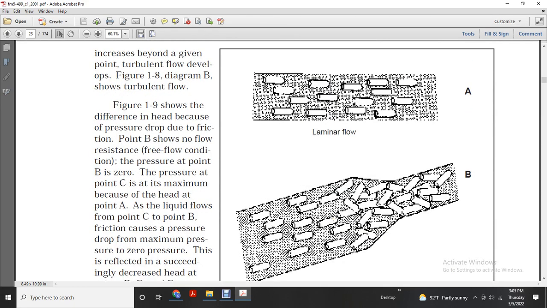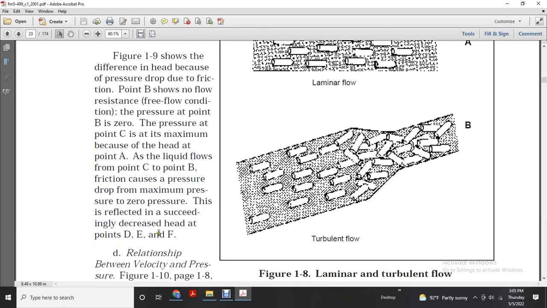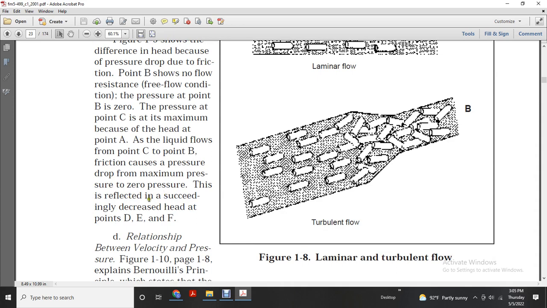Figure 1.9 shows the pressure drops due to friction at various points. B now should flow with a resistance-free flow condition. Pressure at point B is 0. Pressure at point C is the maximum because of the head at point A. The liquid flows from point C to B, with friction causing the pressure to drop from maximum pressure to 0 pressure. This is reflected in C with decreasing head at points D and E.